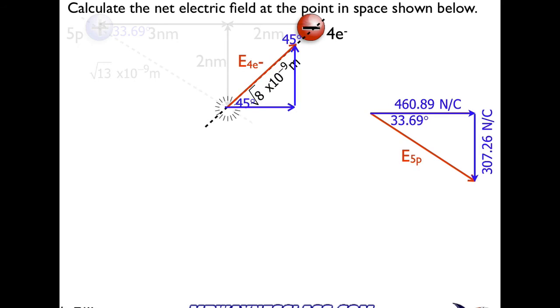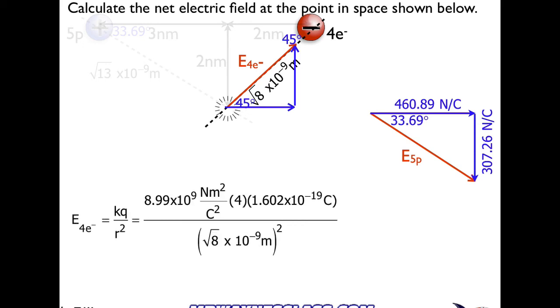Next I need to find the magnitude of this red line, the electric field. So I'll use my formula, electric field is equal to kq over r squared, putting in 4 times the charge of an electron. I'm just interested in the magnitude, because all this formula is going to do is tell me how big the electric field is. The direction is determined the way I did in the very beginning, by seeing how that imaginary blue positive test charge would travel. So this just calculates the magnitude, that's why I'm dropping the negative sign. Do all my math, and I get 720.10 newtons per coulomb, and that's the hypotenuse in that triangle.